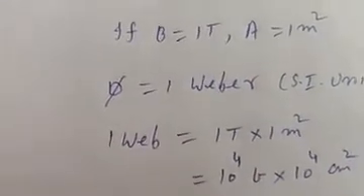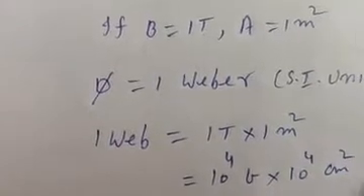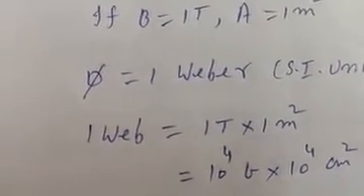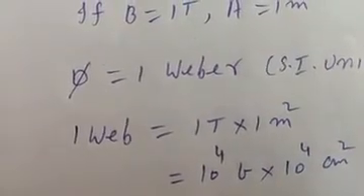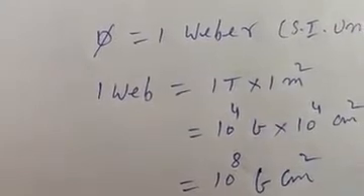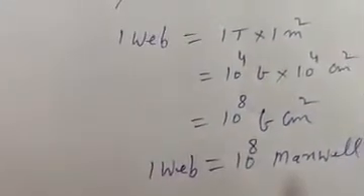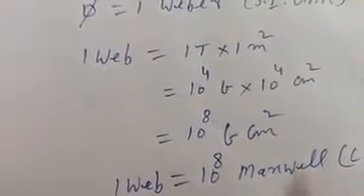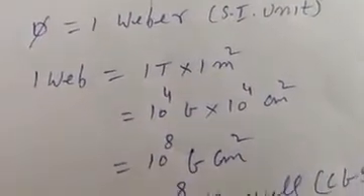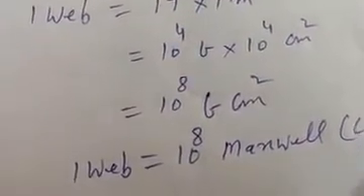Now 1 Tesla is 10 raised to power 4 Gauss. So it will be 10 raised to power 4 Gauss into 1 meter square. Convert this meter square into centimeter square, so that will be 10 raised to power 4 centimeter square. So it will be 10 raised to power 8 Gauss centimeter square. Gauss and centimeter are CGS units. So 1 Weber will be equal to 10 raised to power 8 Maxwell, where Maxwell is the CGS unit of flux.